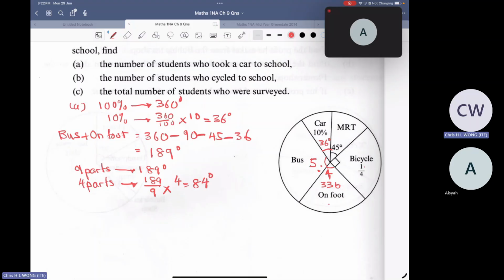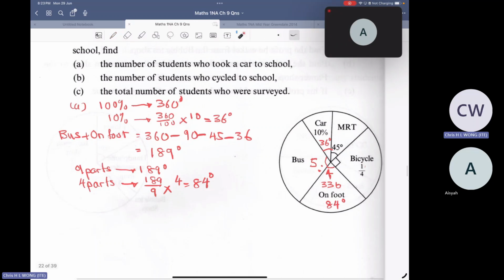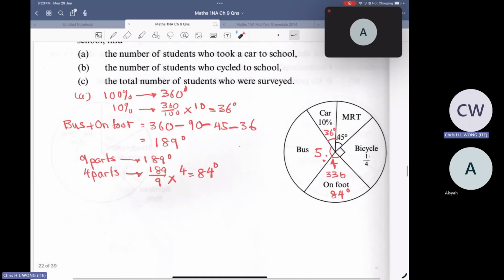This is 84 degrees. But now can you see the relation? I have 84 degrees to 336 students, and 36 degrees to how many students? I can relate these two together already. Because what you want is to find the number of students. How many students is 36 degrees? That is what you want. So it's a bit long.